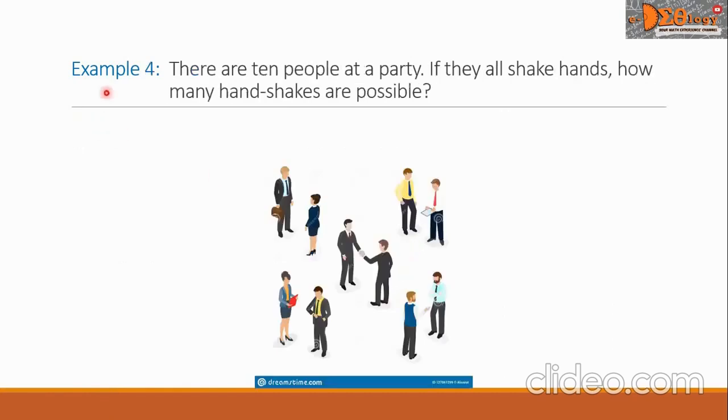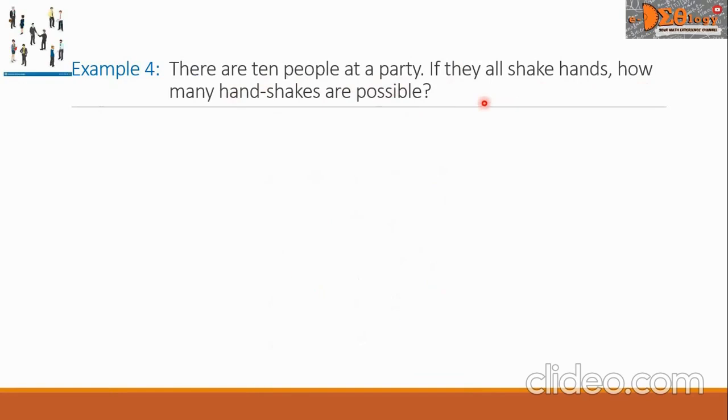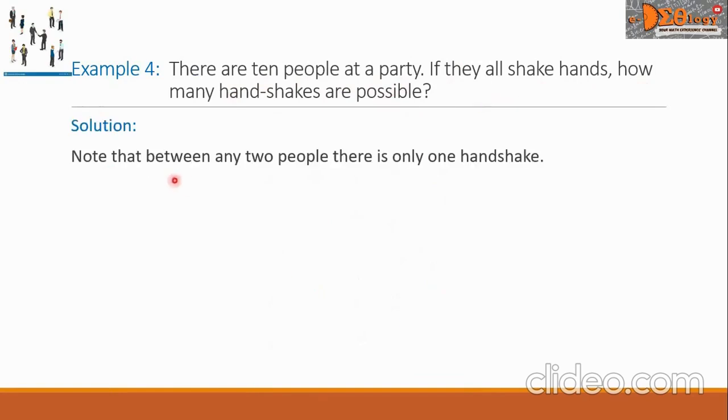Let us see example 4. There are 10 people at a party. If they all shake hands, how many handshakes are possible? In this case, we note that between any two people, there is only one handshake. It means to say, we're going to write combination of 10 people taken 2 at a time.